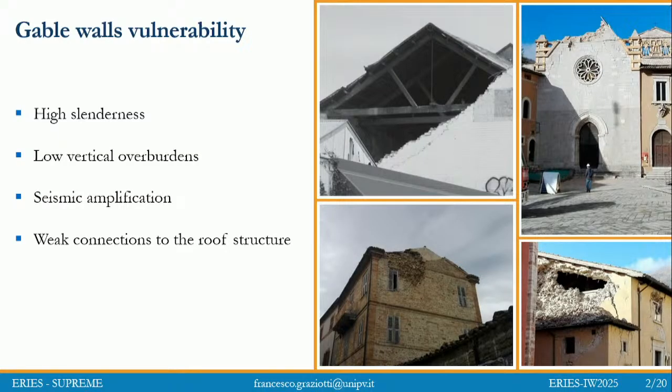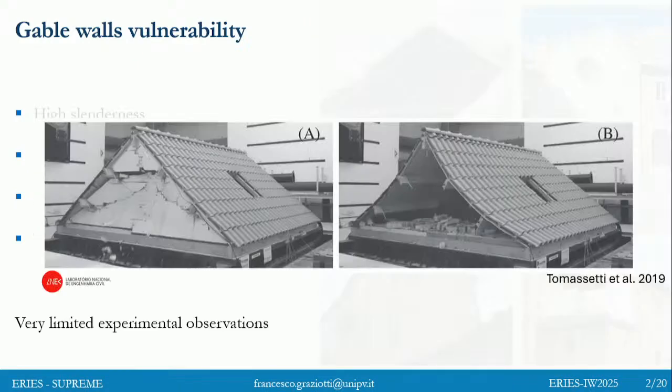So it is very clear that gable walls are very vulnerable. This is due generally to the high slenderness of this type of walls, low vertical overburden, seismic amplification that we may have at the highest level of a masonry building, and generally a weak connection to the roof structure. Despite this, there is very limited experimental observation.